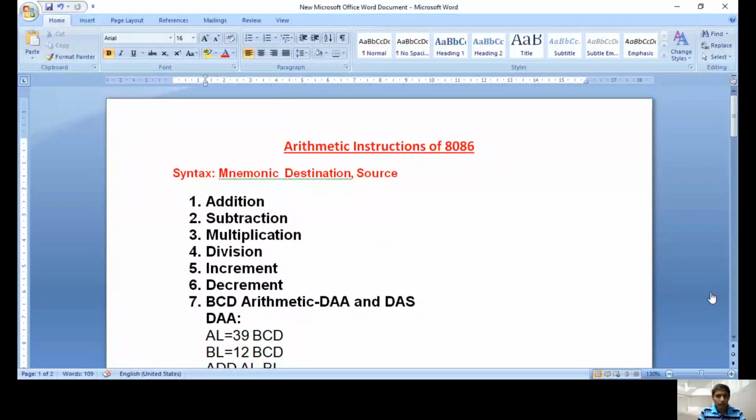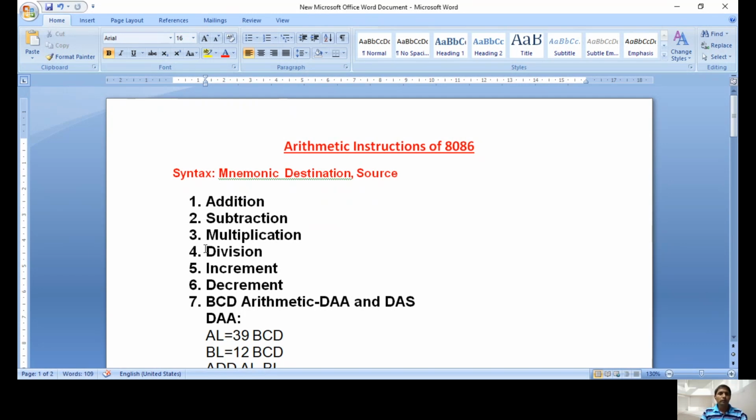Okay. Hi friends. In this particular video, I am giving you a brief idea about various arithmetic instructions of 8086. Okay, let us see what the various arithmetic instructions are. Generally, if you perform these arithmetic instructions, the flag registers are affected.